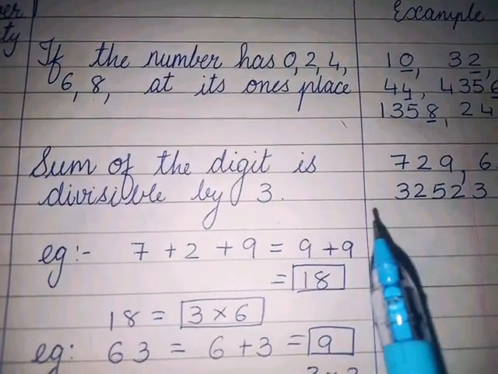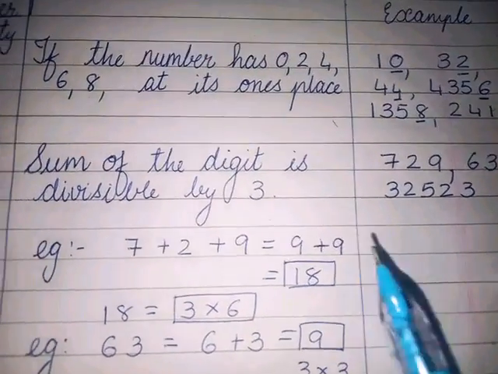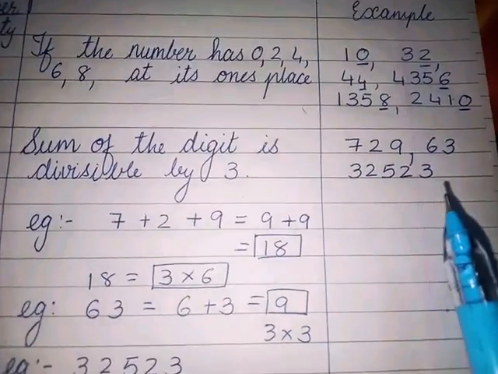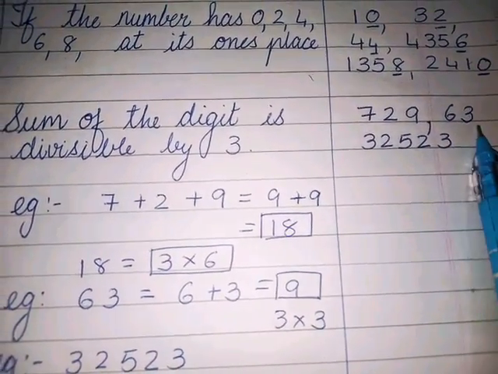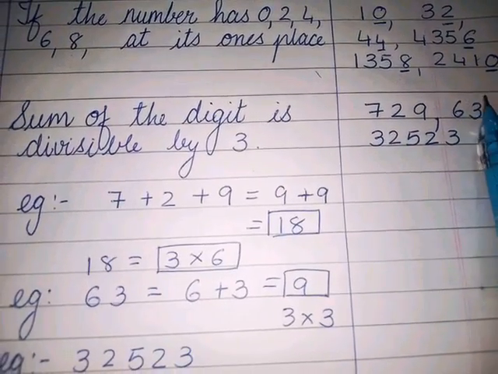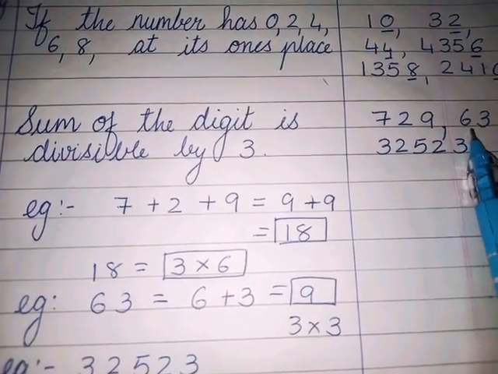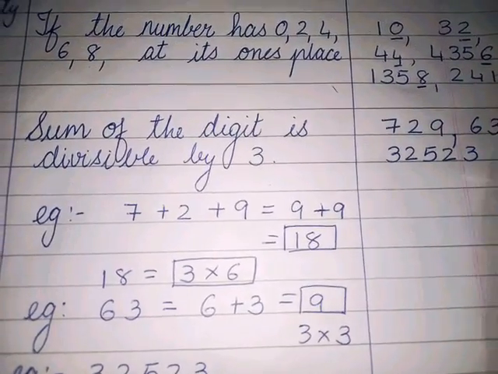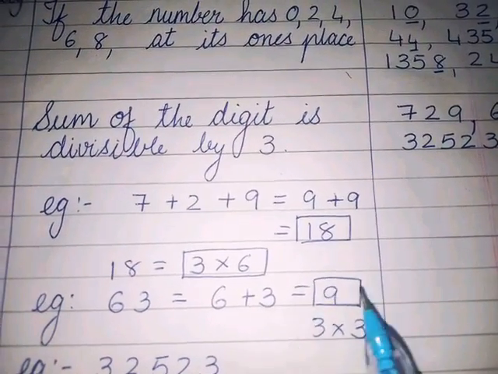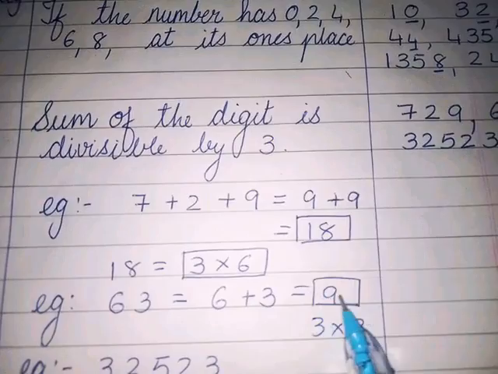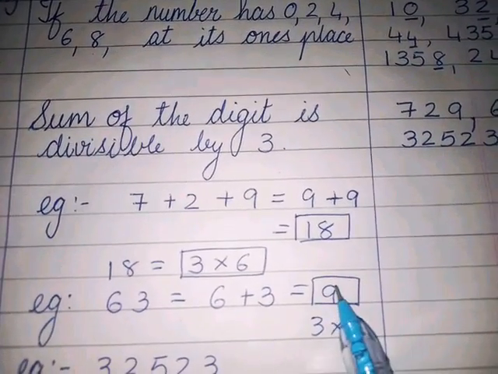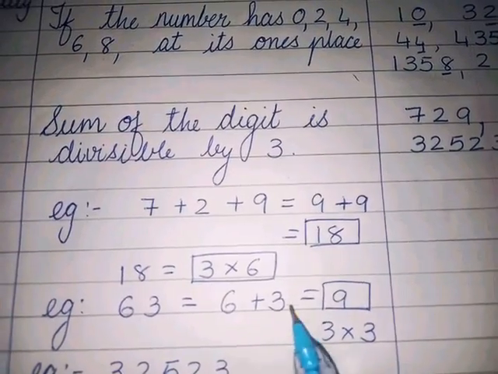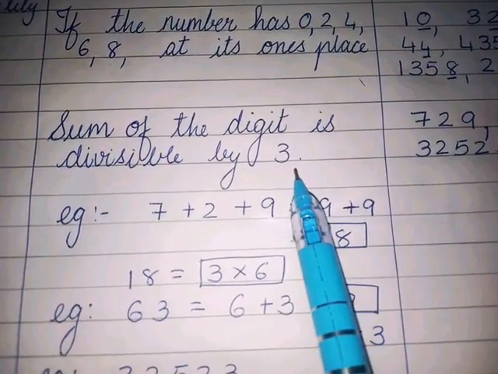Let's take another example to make it more clear. If we take 63, how will we come to know that 63 is divisible by 3? Just do the total of 6 plus 3. What will it become? 9. We know that 9 is in the table of 3, that is 3 threes are 9. So we can say that 63 is divisible by 3.